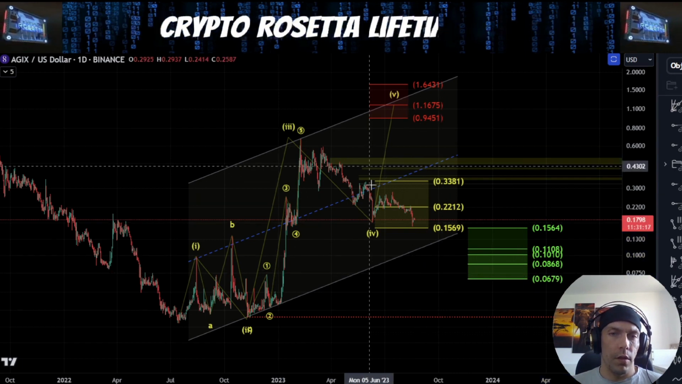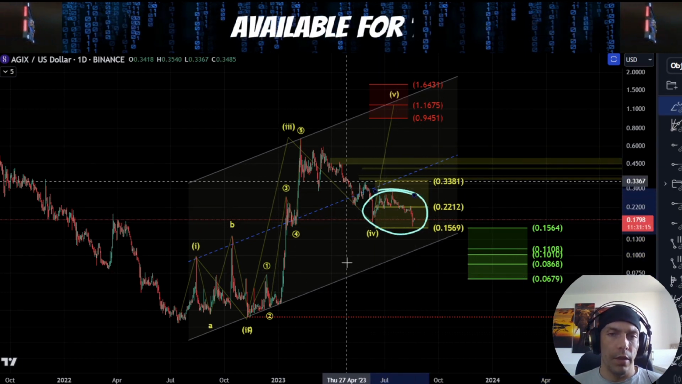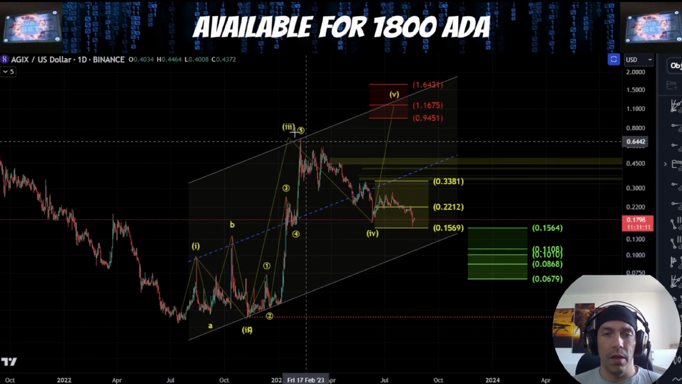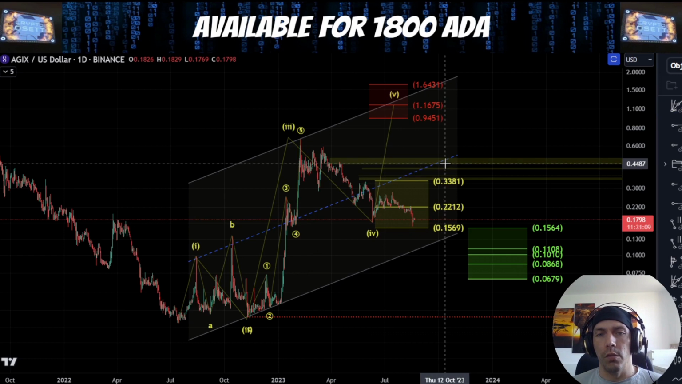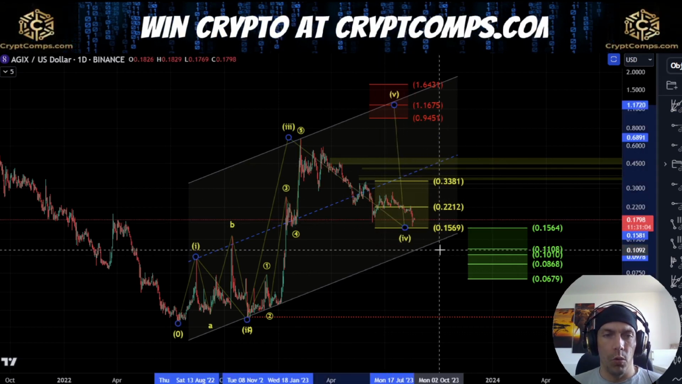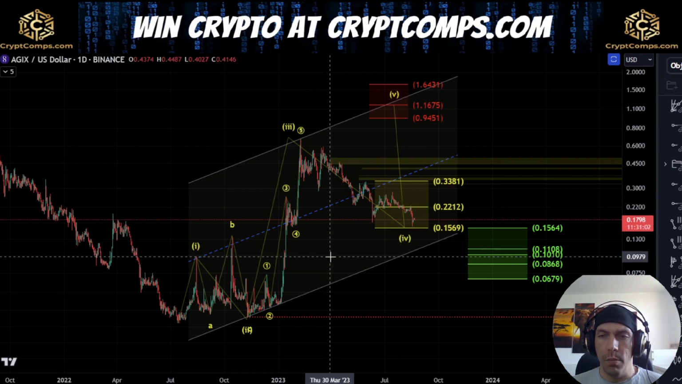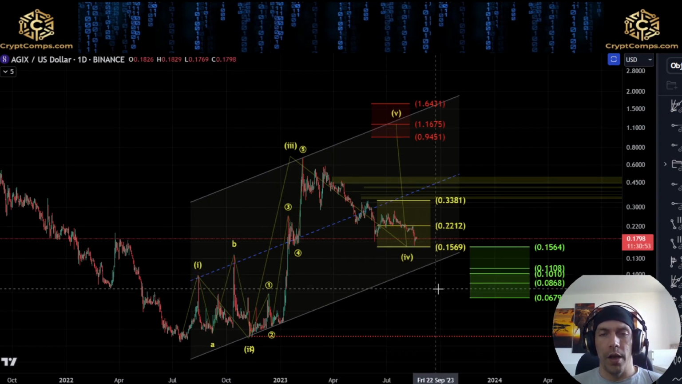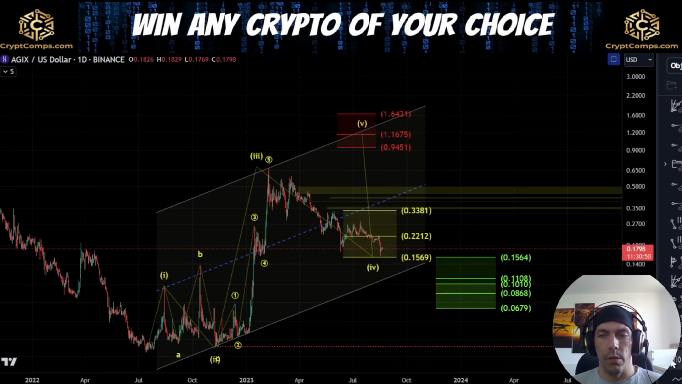Within this idea, I do think it is still likely that this is a fourth wave, because this wave 2 took a lot of time to take place, and this fourth wave is still within those parameters. It is still possible that we could see a little bit more downside here. Invalidation is only by crossing this 0979. If we do cross this wave 1 high here, this would actually invalidate the idea of this fifth wave to the upside.